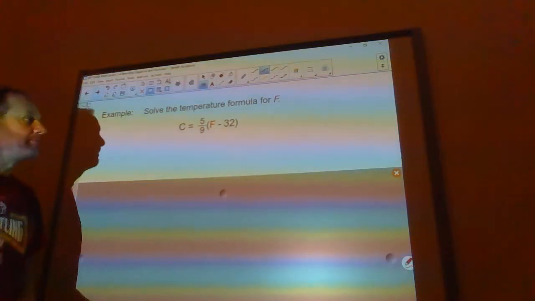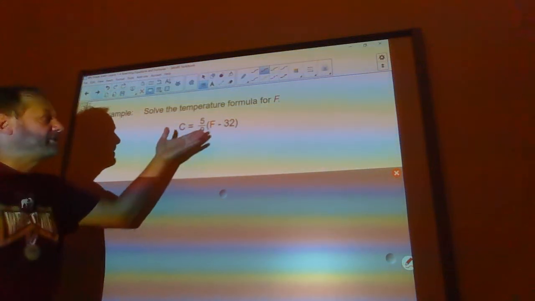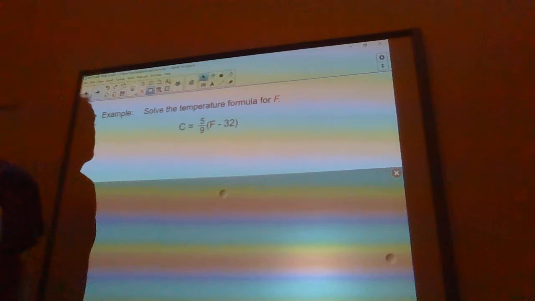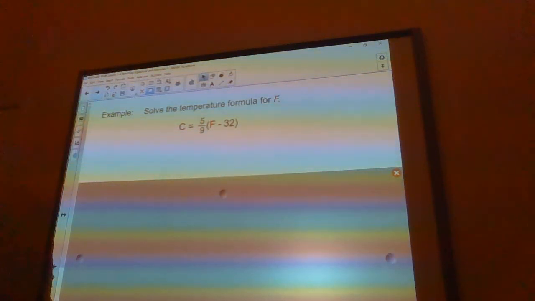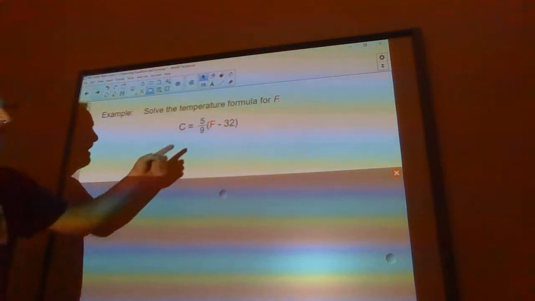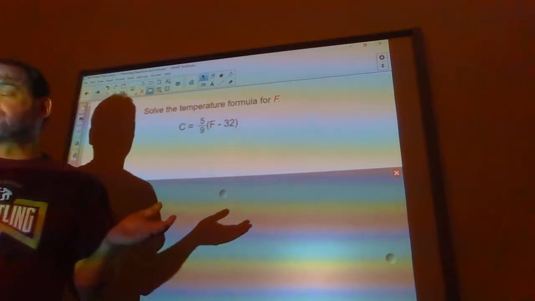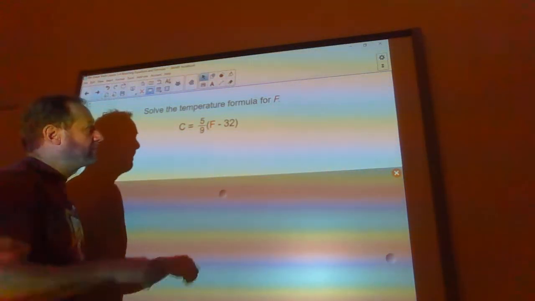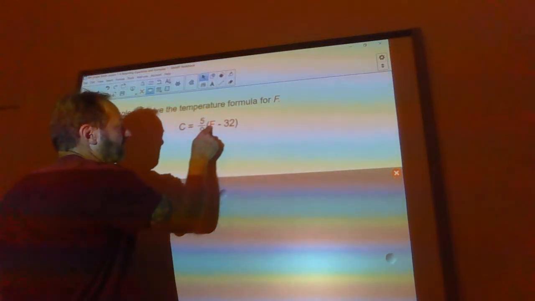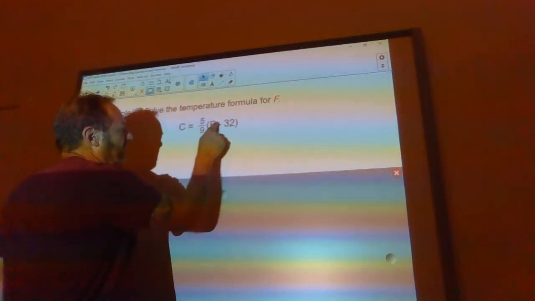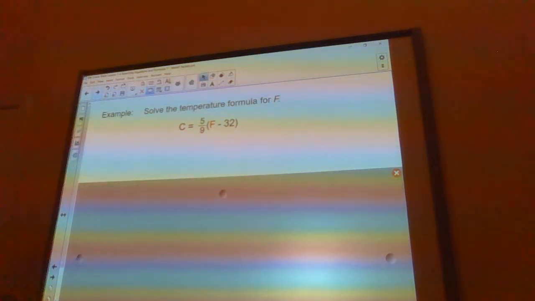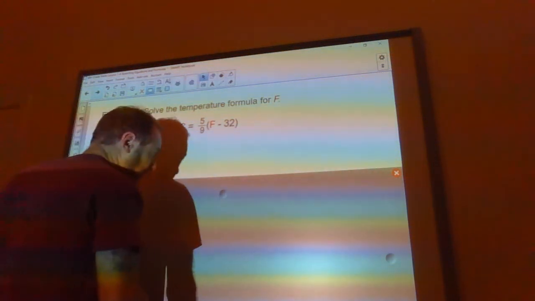Okay, solve the temperature formula for F. So this equation right here is the equation that relates Celsius to Fahrenheit. Remember, water freezes at 32 degrees Fahrenheit. It also freezes at 0 degrees Celsius. So if I were to put 32 degrees Fahrenheit in here, 32 minus 32 would be 0, times 5/9 would be 0. That would equal, C would equal 0. So those are the same right there.